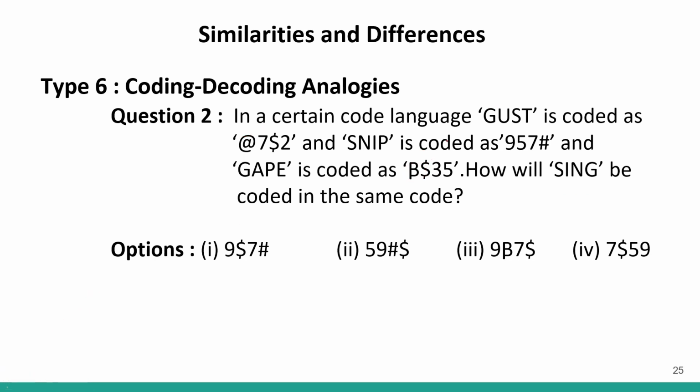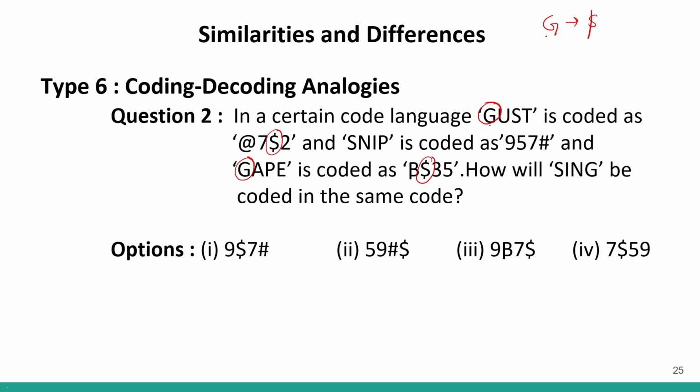Now, over here, in the word gust and gape, the only common letter is G. So, in the code, this and this, the only common thing is the $ sign. So, I can see that G is coded as $ sign.